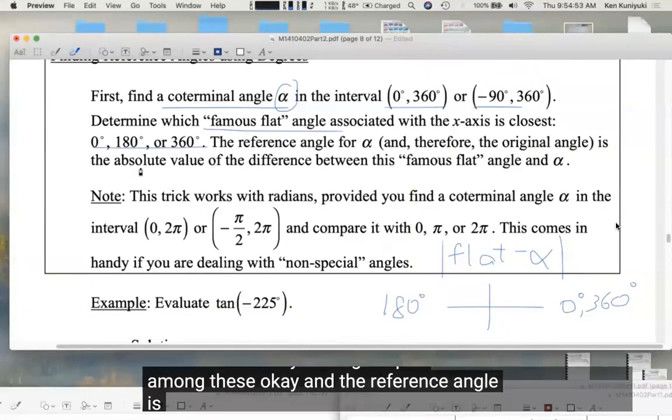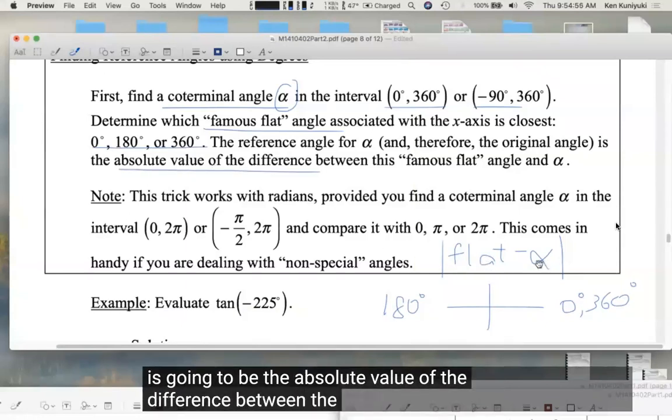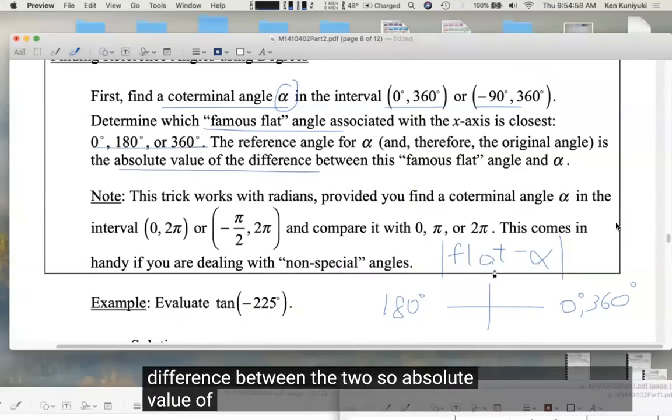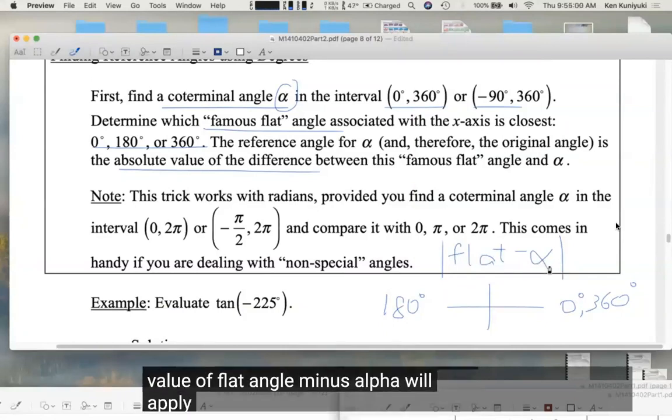Okay, and the reference angle is going to be the absolute value of the difference between the two. So absolute value of flat angle minus alpha. We'll apply this in just a moment.